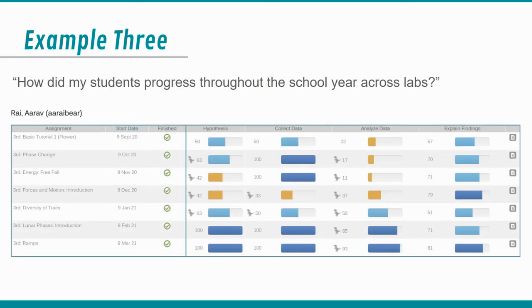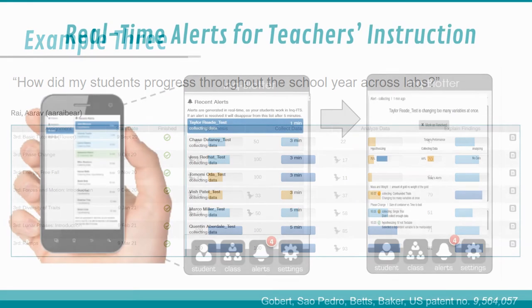And then you can see how did my students or my classes progress throughout the year. So you have this data at your fingertips to be able to show parents, administrators, etc., that you had 100% growth for all of your students or classes across the school year.